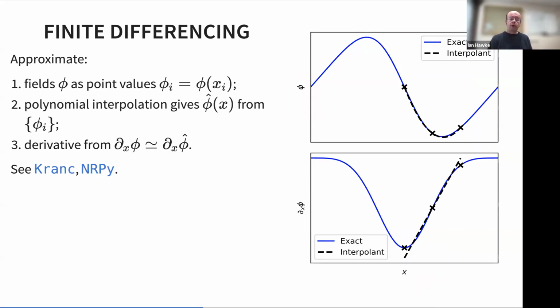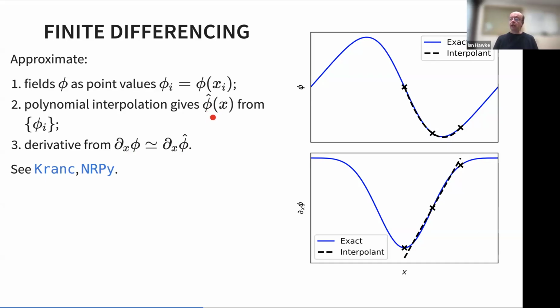Right, so the approaches that the toolkit is well suited to would be, for example, finite differencing. And this is a very well-studied approach. So the idea is we have a grid of points. We know the field at those points. What we do is we interpolate those points using a simple function, such as a polynomial, that we can easily differentiate. We then approximate the derivative of the function with the derivative of the interpolant, phi hat.